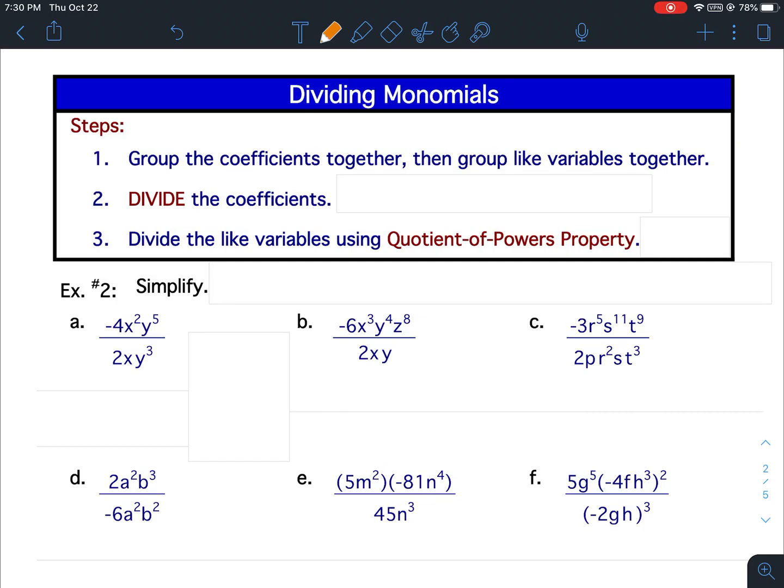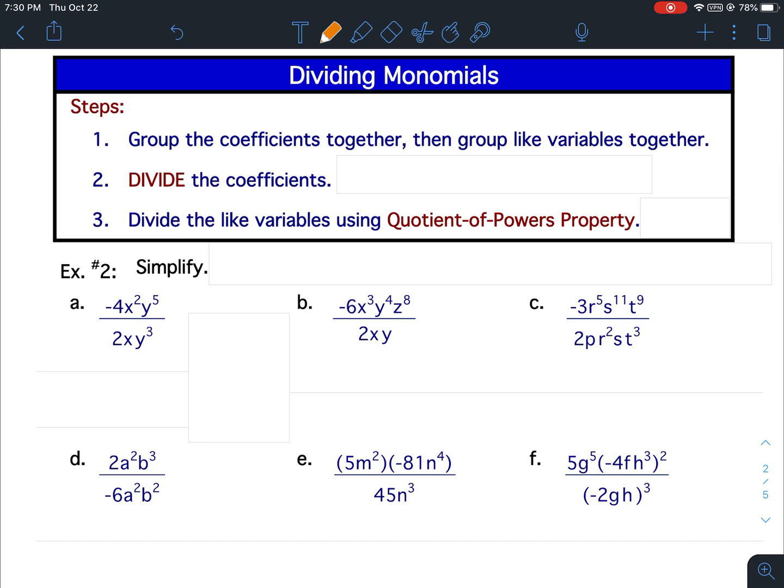Laws of exponents, dividing monomials, lesson 4.3 notes. Now we're going to talk about how to divide these monomials. All right, there are 3 steps. Step 1, group the coefficients together, then group the like variables together. Step 2, divide the coefficients. And step 3 is divide the like variables using the quotient of powers property.